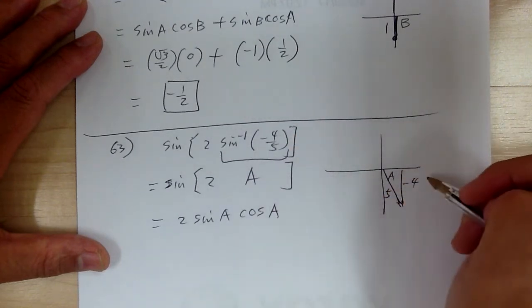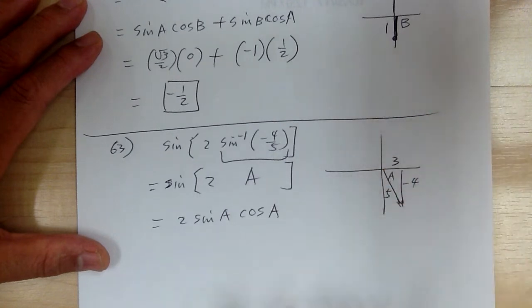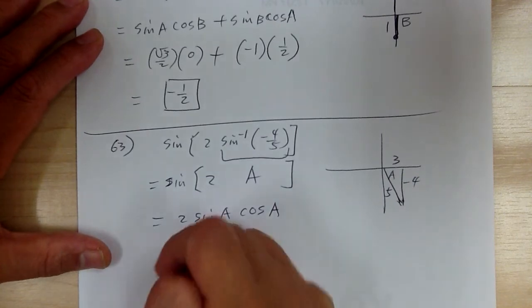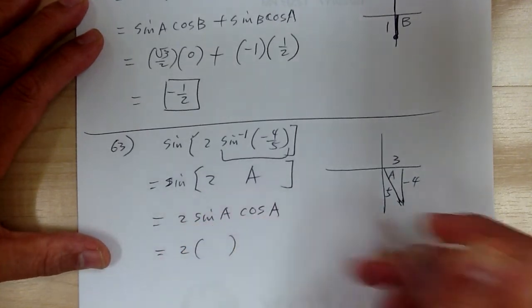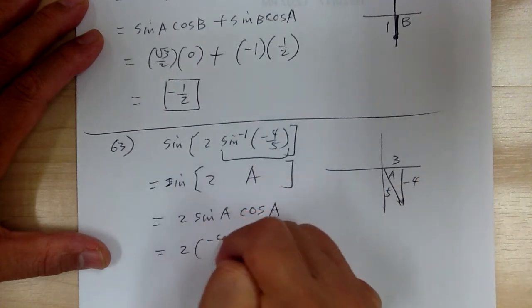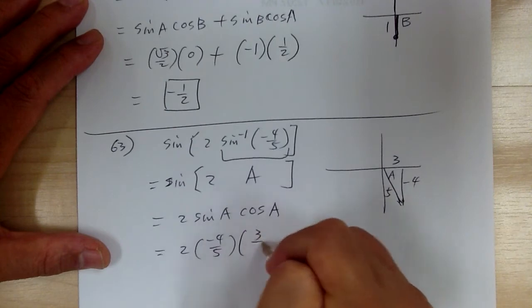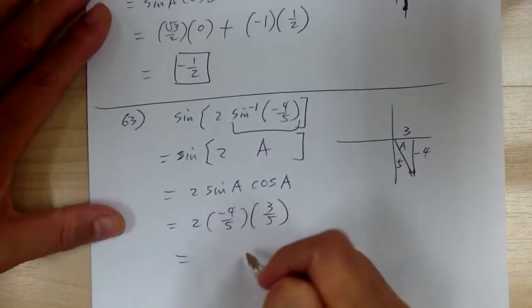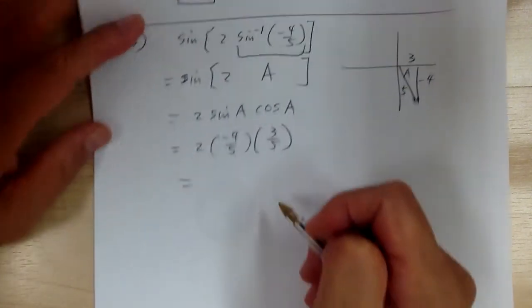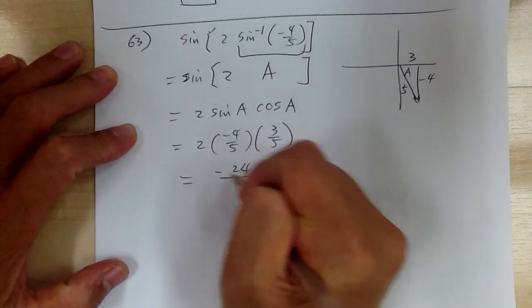So your usual Pythagorean theorem. So this would be a 3, right? 3, 4, 5 triangle, right? So this is equal to 2 times, okay, sine A. Sine is vertical over hypotenuse, so it would be -4/5. Cosine is horizontal over hypotenuse, so it would be 3/5. You multiply out. This will give you -24/25.